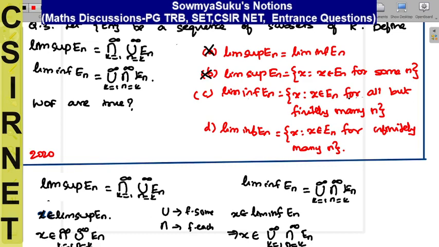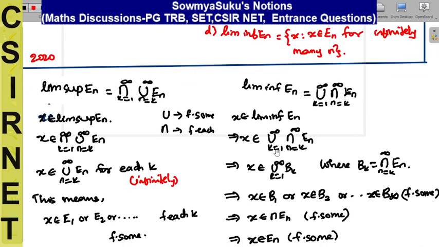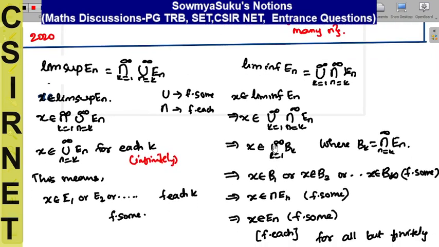Let's see the third option, that is limit infimum. So limit infimum is equal to this, the given one. So X belongs to limit infimum En, that is X belongs to this value. So for X belongs to union K equal to 1 to infinity, for this one I am taking BK. Otherwise you can use this technique also. BK, where BK is equal to this value. So union means for some, right? So X belongs to B1, X belongs to B2, etc.